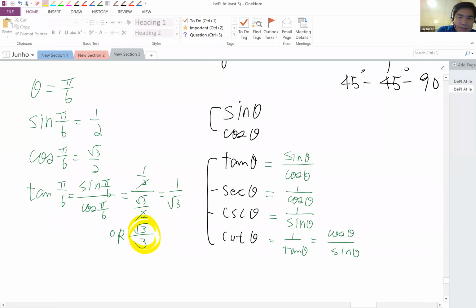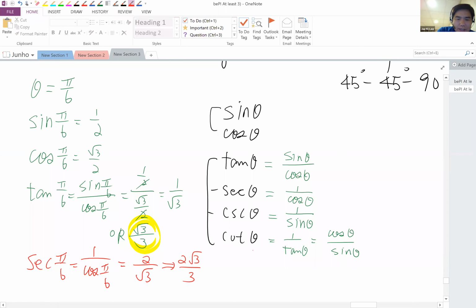Okay, so now secant pi over 6 becomes 1 over cosine pi over 6. Therefore, this becomes 1 over root 3 over 2. Or you can think of it as just making the opposite, just flip up and down. Then this becomes 2 over root 3. Rationalizing, you will get 2 root 3 over 3.